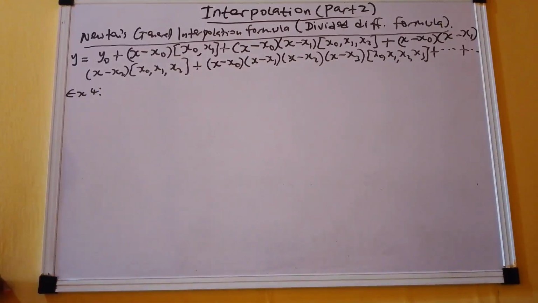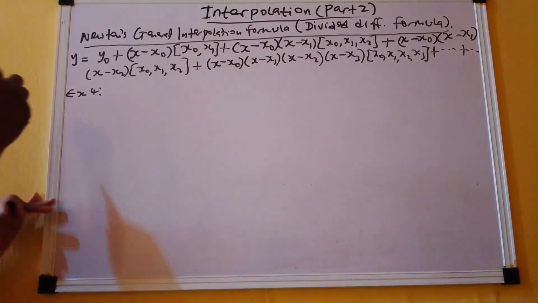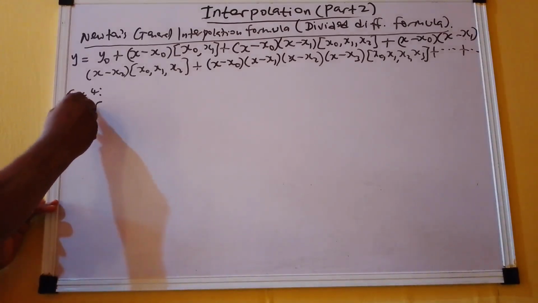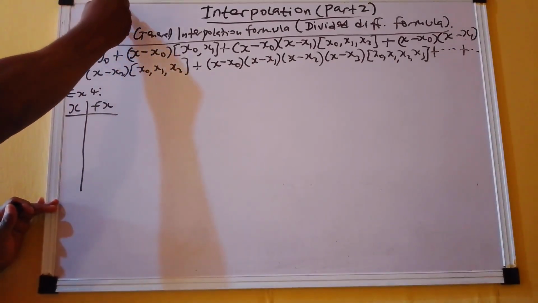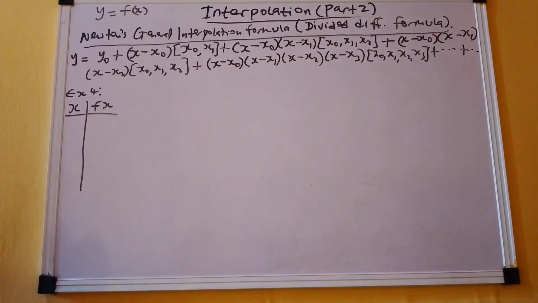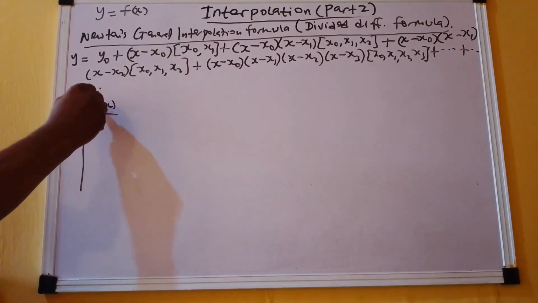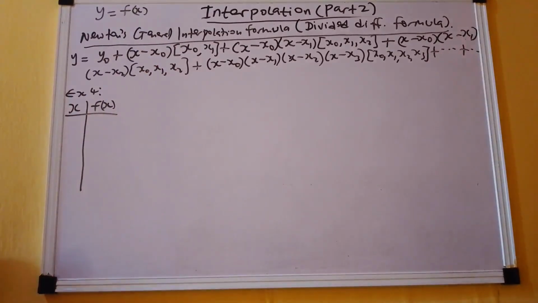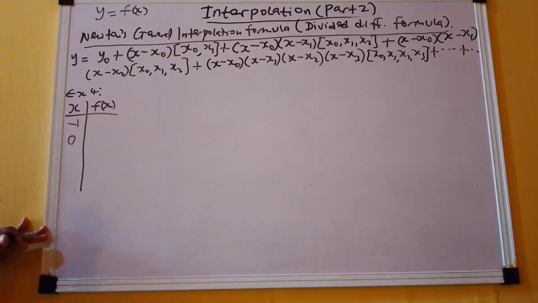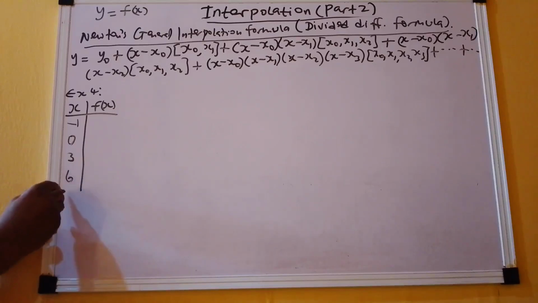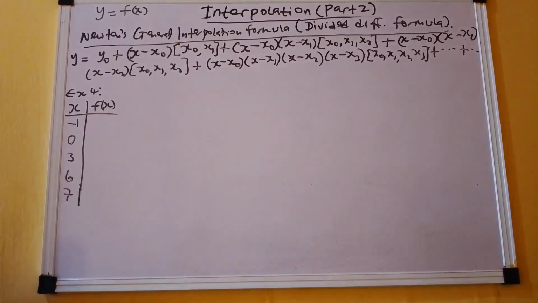In our fourth example, a table is given of x and f(x). Of course, you know that your y is a function of x, so you don't need to be frightened about that. When you see f(x), you are talking about your y. Now we have the values for x as -1, 0, 3, 6, and 7. These are the values for x.